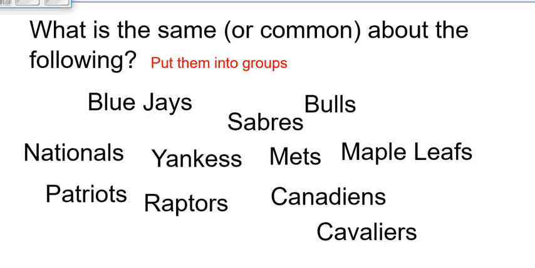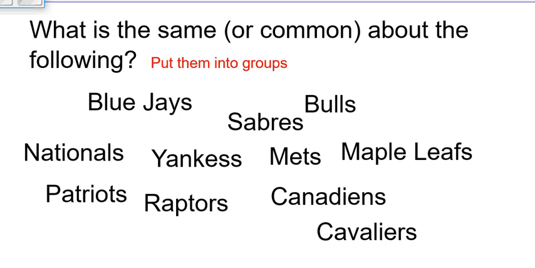Common factoring lesson that we're doing today. I'm going to start off by saying we want to look at what is similar in all of these things. What is the same or common about the following? Put them into groups. If we're looking at Blue Jays, Sabres, Bulls, Nationals, Yankees, Mets, Maple Leafs, Patriots, Raptors, Canadians, and Cavaliers, first off, we can break them up into American teams and Canadian teams. That's just one way of looking at it.